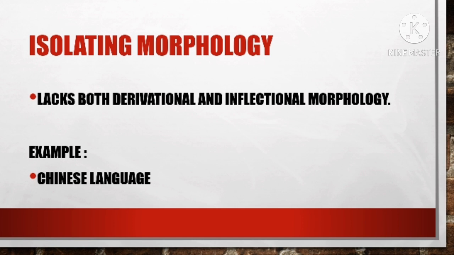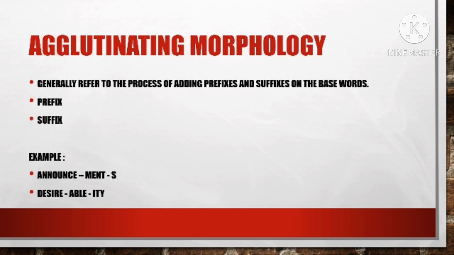Next is the agglutinating morphology. This morphology generally refers to the process of adding prefixes and suffixes on the base words. Prefixes are the group of letters added in the beginning of the word, while the suffixes are the group of letters added in the end of the word. For an example, announce, ment, desire, able, et cetera. Those examples have several suffixes.